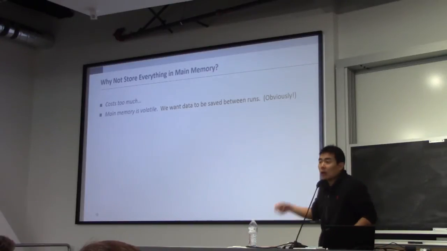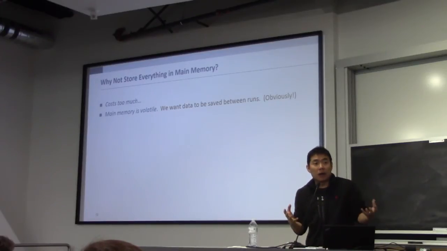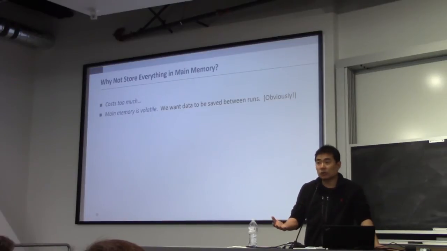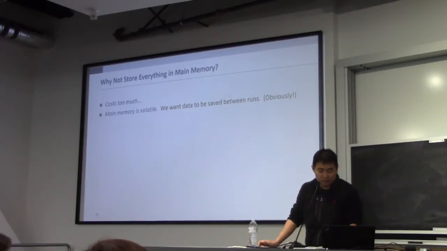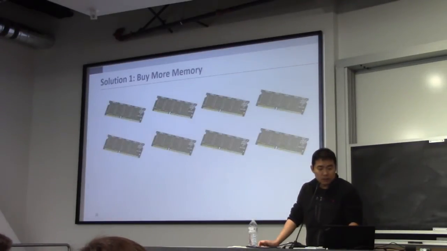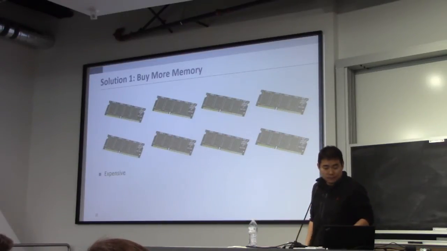Another issue is main memory is volatile, meaning if you lose power, data is gone. Right? So that obviously doesn't work for a database setting. So you need to store data somewhere on a permanent storage media, so that even if you shut down your system or your system has lost power, you are still able to bring those data back. So this is solution number one. I explain why this doesn't work.